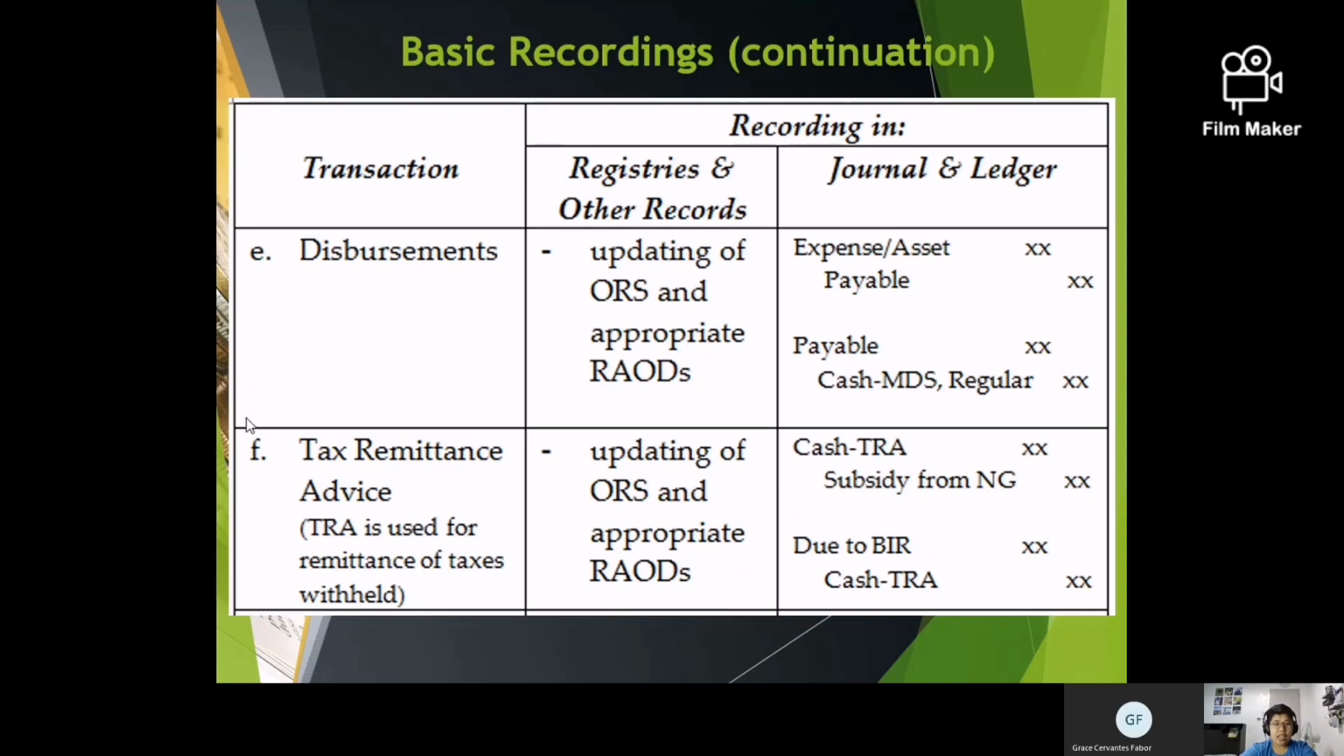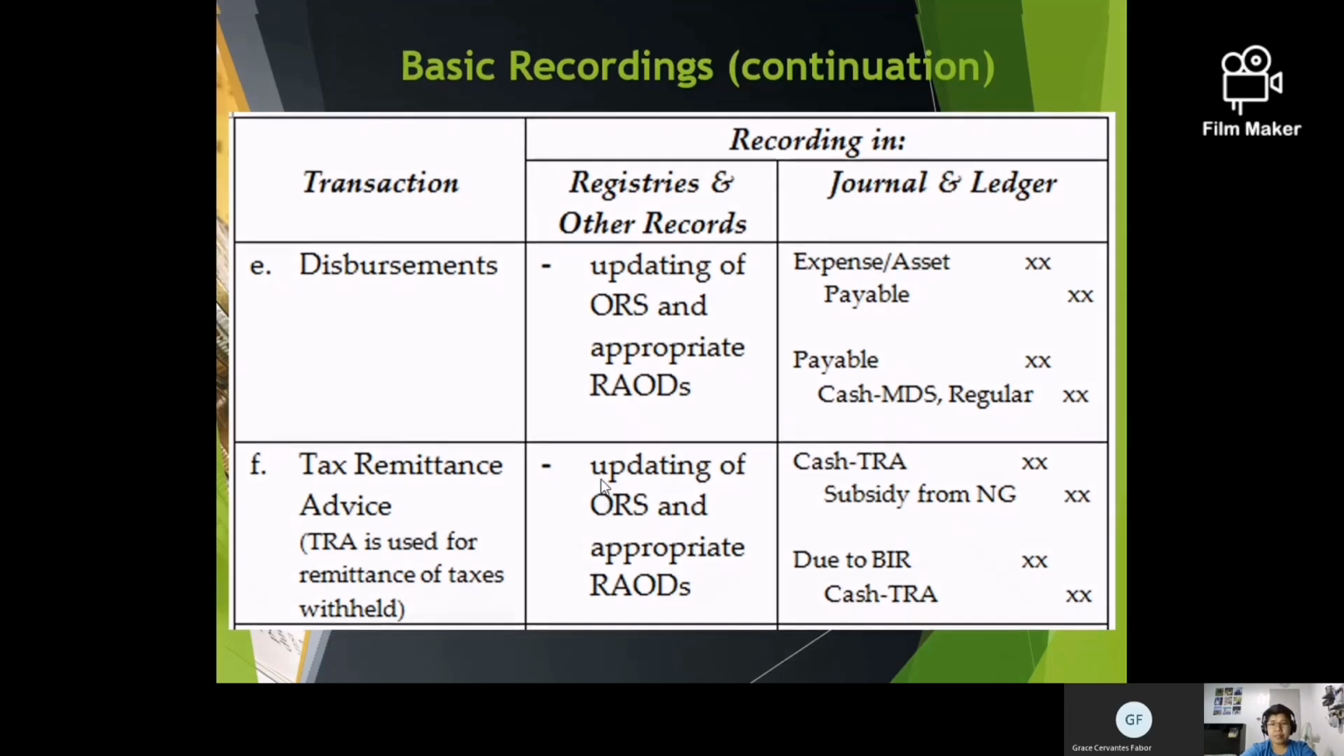Next natin is the TRA. Siyempre, update mo yung ORS kasi magbabayad ka na dun sa, kunyari, ORS kanina dun sa PS. Magkano ba yung total? We have 50,000. Nagbayad ka ng 25 para dun sa binayad mo sa tao, nagbayad ka ng remittance 5, so meron pang natitira na 10. O, tax remittance, i-deduct mo si ORS at saka update mo rin si RAOD. So, debit cash TRA upon receipt of TRA, credit subsidy from national government. Pag magbabayad ka na due to BIR, credit cash TRA.